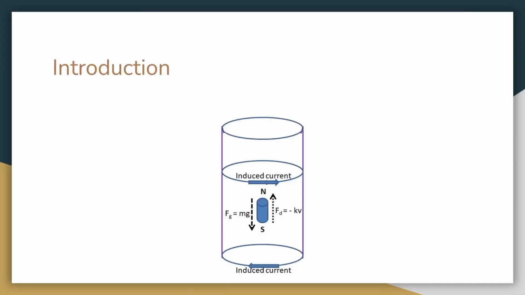In this lab, we investigated the effects of electromagnetic induction on magnetic dipoles in conducting loops. This was done by dropping a magnet through a conducting tube and seeing how its motion is affected.